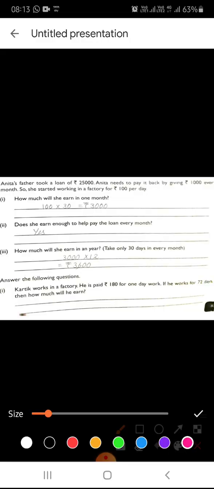Now question number 5. This question you have to do in your notebook. All the three parts, first part, second part and third part of this question, you have to do in your maths notebook. Now the question is, Karthik works in a factory. He is paid 180 rupees for one day. If he works for 72 days, then how much will he earn?